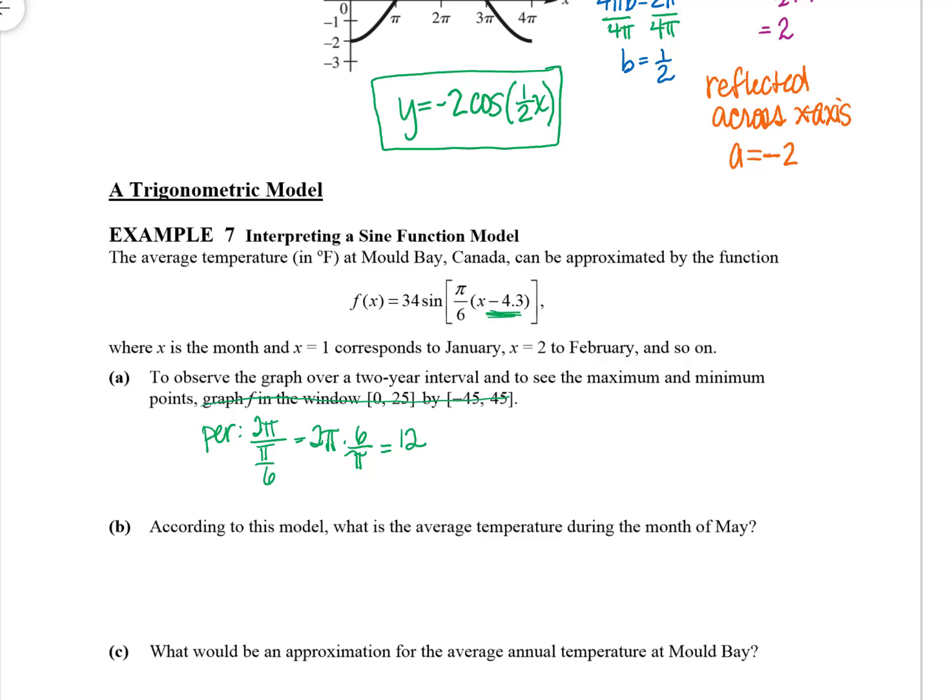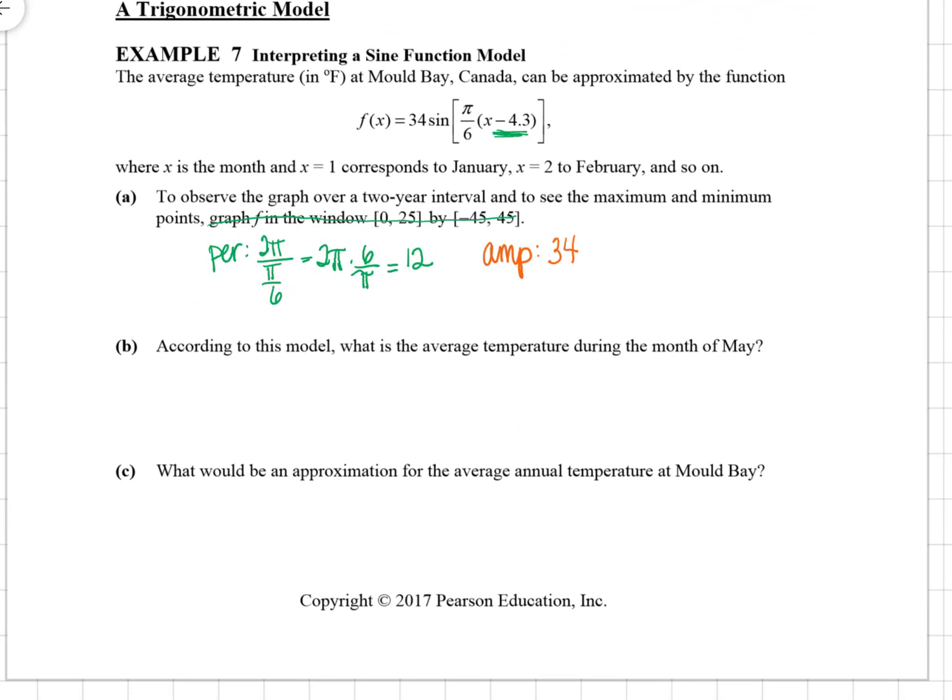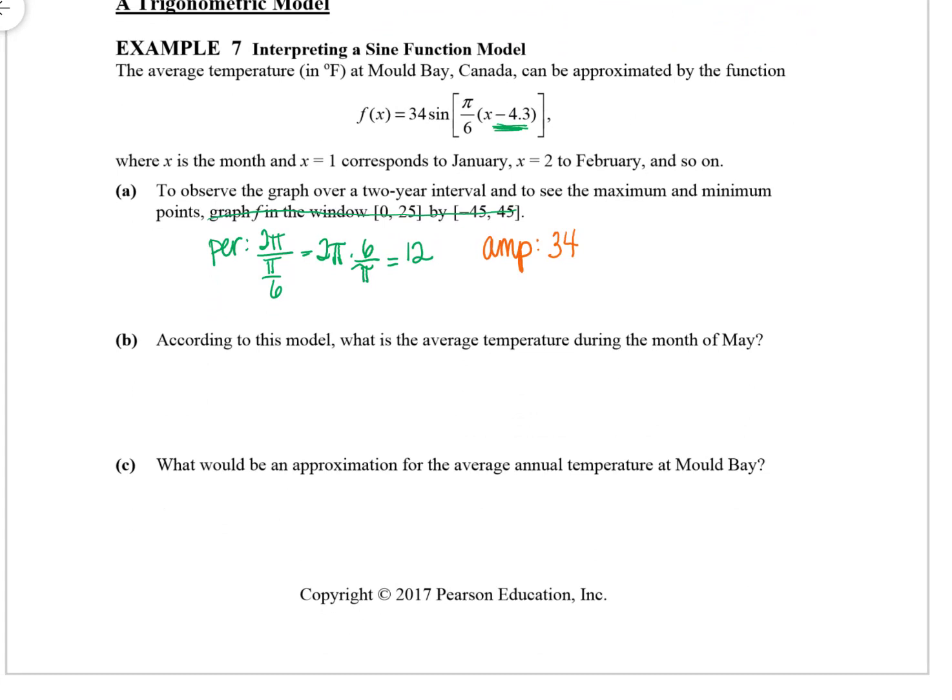The amplitude is the absolute value of A, which is the absolute value of 34, and that's 34. And what does that mean in this case? Well, the average temperature in this place in Canada has a high of 34 and a low of negative 34 degrees.